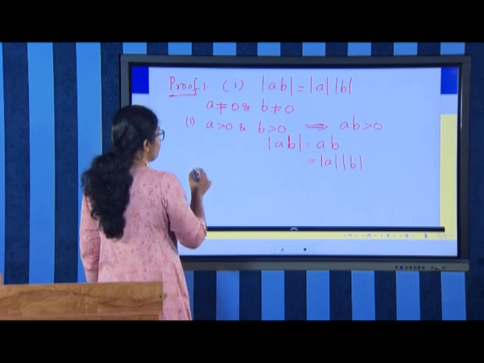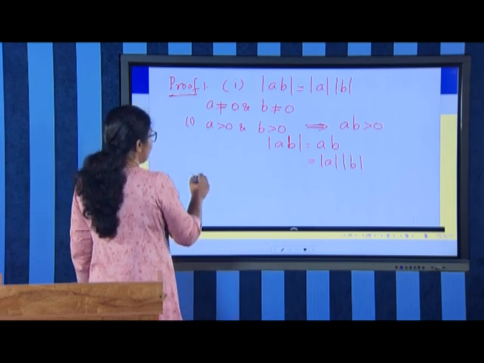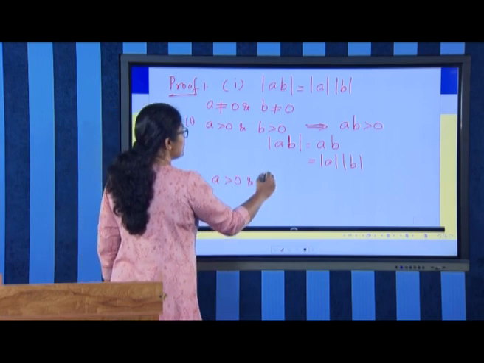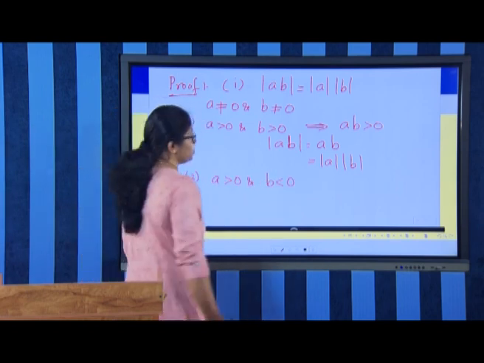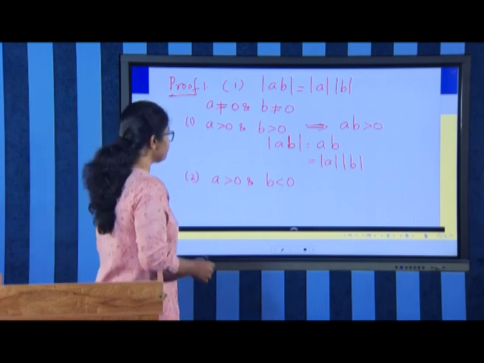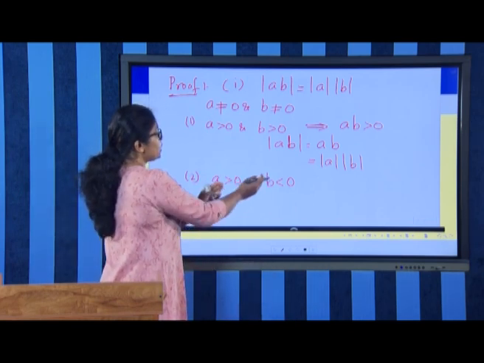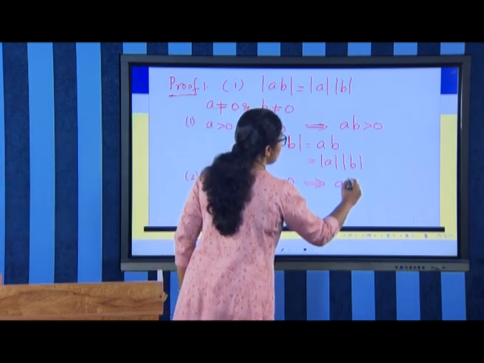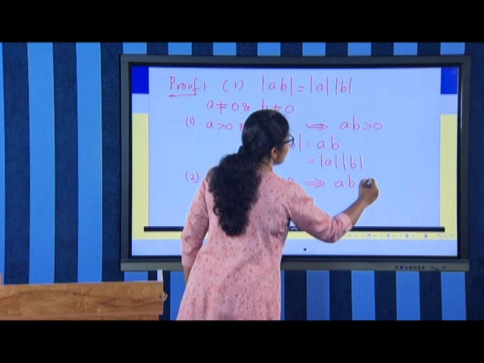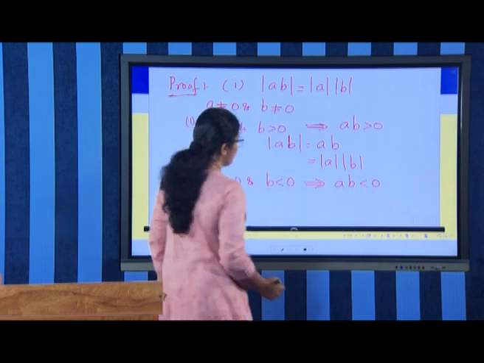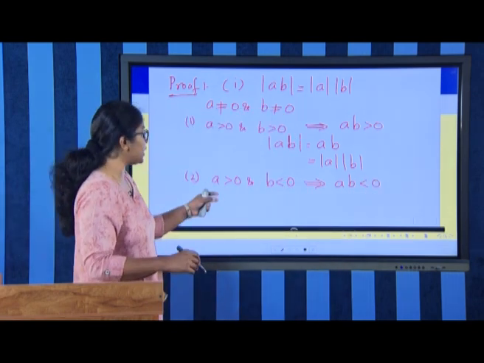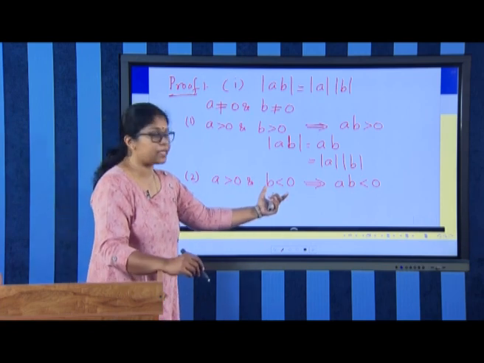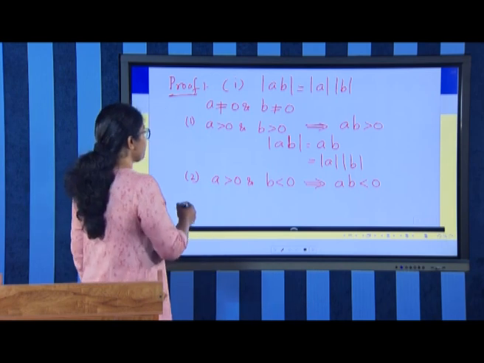So, we are done. So, the first case is over. Case 2, if A is greater than 0 and B is less than 0, let us see what happens in this case. If one of the real numbers is positive, we have seen in the previous case that AB is less than 0. In one of the previous sessions that we have already studied, we have seen this result. If one of the real numbers is negative, then the product is negative.